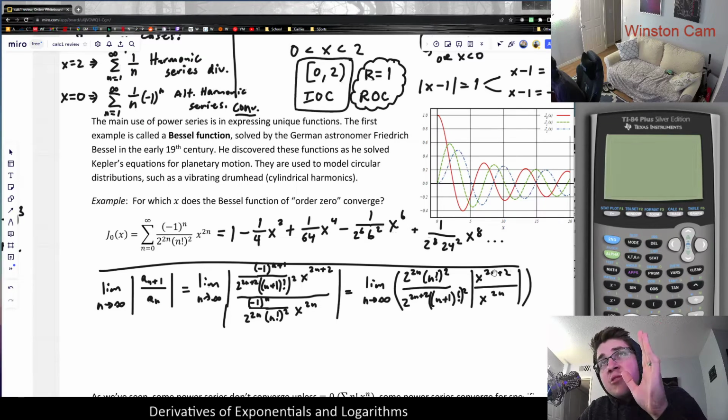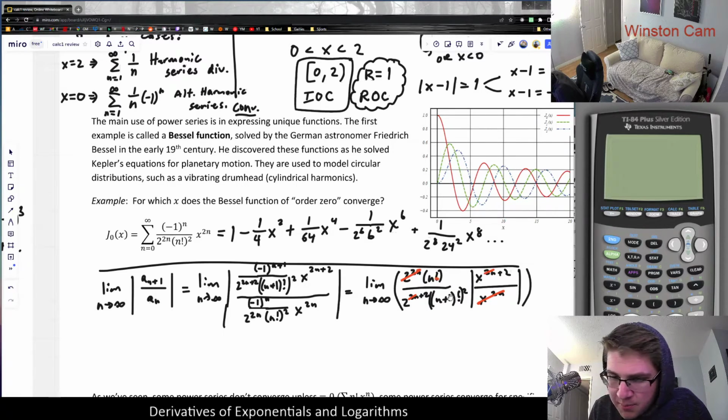That means 2n plus 2 x's divided by 2n x's. Well, the x to the 2n will cancel with the 2n. The 2 to the 2n will cancel with the 2n right there. And also the n factorials will cancel as well. So if you're wondering how factorials cancel within a square, it's probably smarter to just write them out as well.